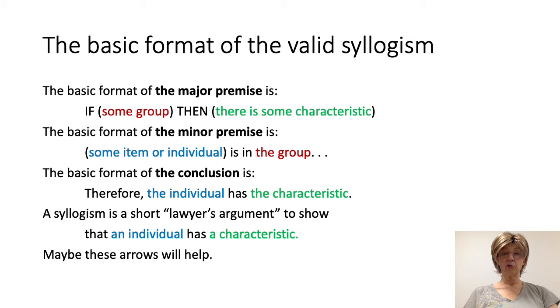Maybe these arrows will help. Some group appears in the beginning of the major premise and the end of the minor premise. Some item or individual appears in the beginning of the minor premise and the beginning of the conclusion. Some characteristic appears at the end of the major premise and at the end of the conclusion.